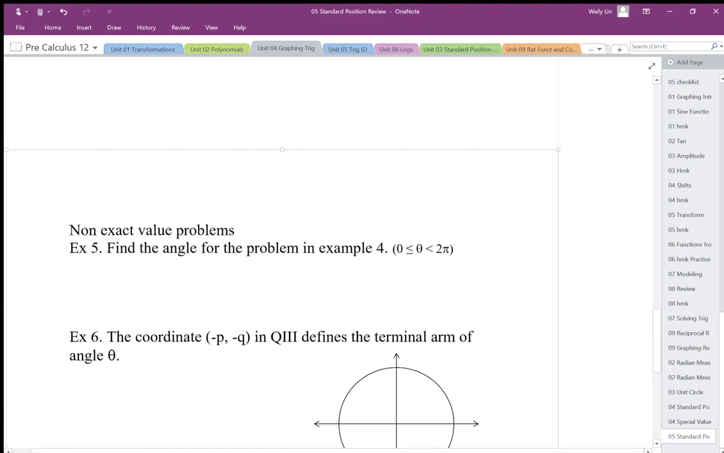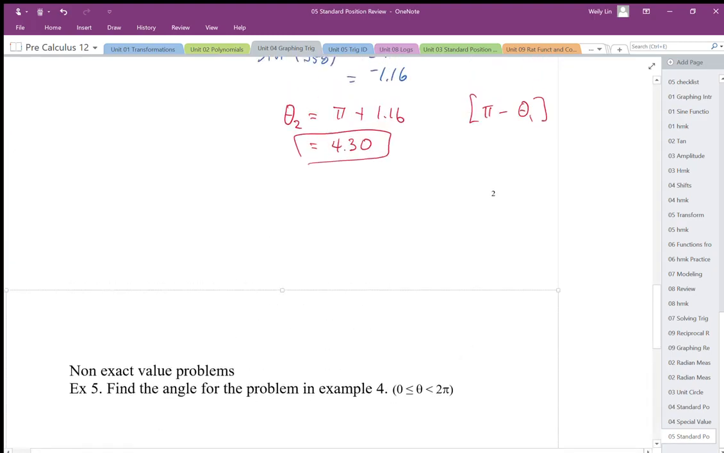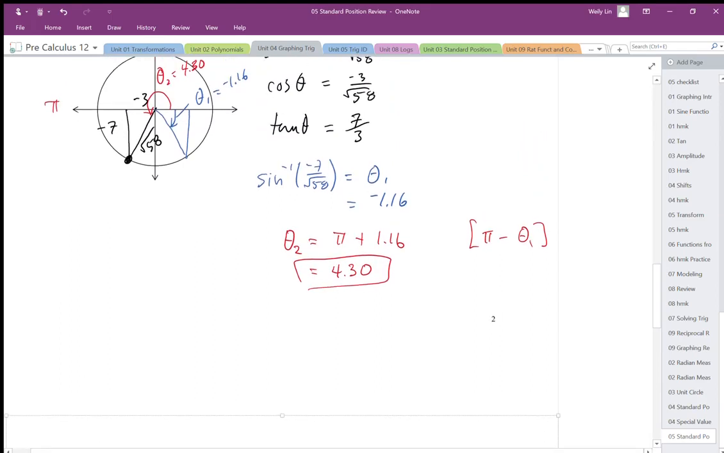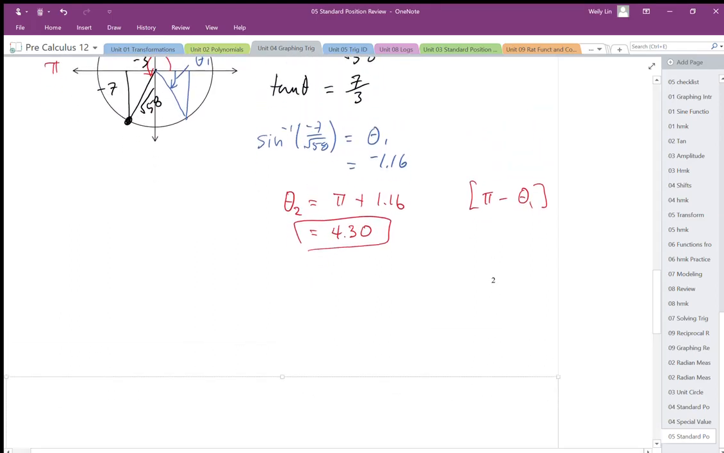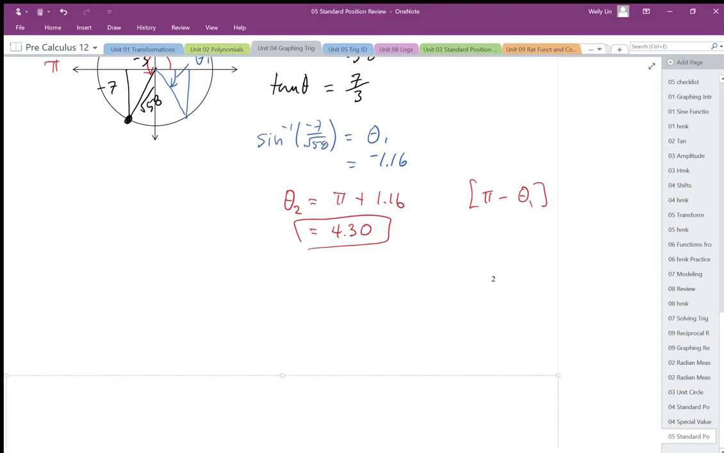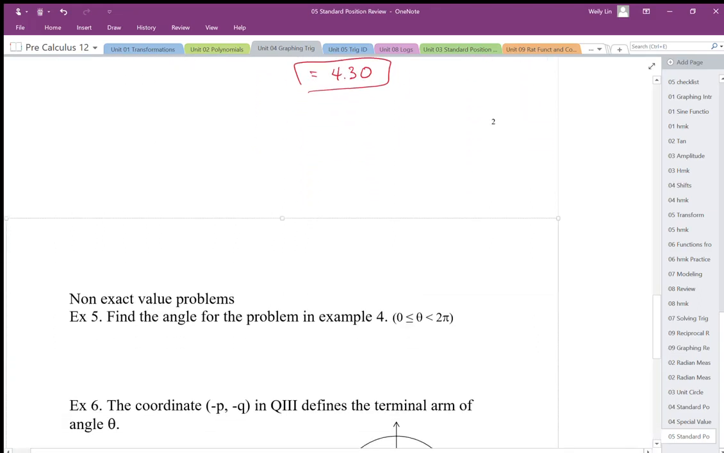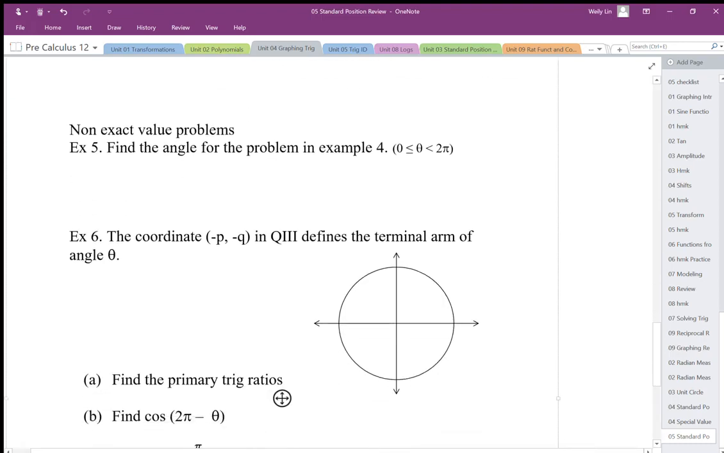For number 5, we actually did solve it already up here. So the angle in example 4 was 4.30, and again we had to be considerate of theta 1 and theta 2. We needed our calculator because it was not a special angle. We need our calculator to go from the ratio to the angle.